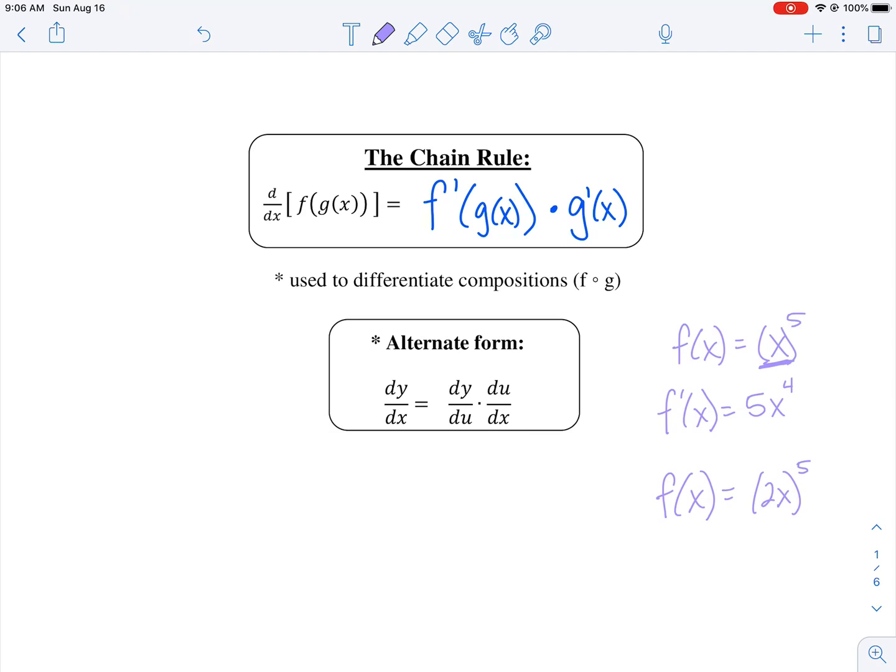So that's another rule on our list. I think that's 8 now. Make sure that you practice all 8 rules and you know how to apply all of those rules. In the next video, we'll do some examples using that chain rule.